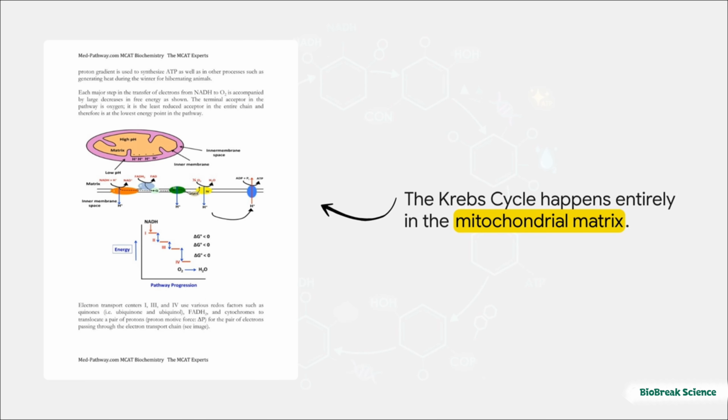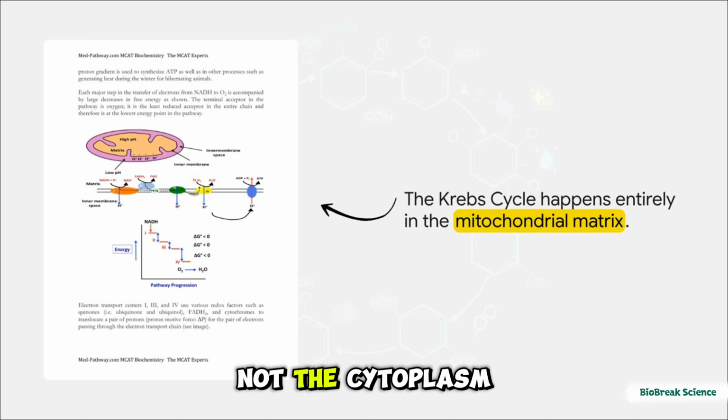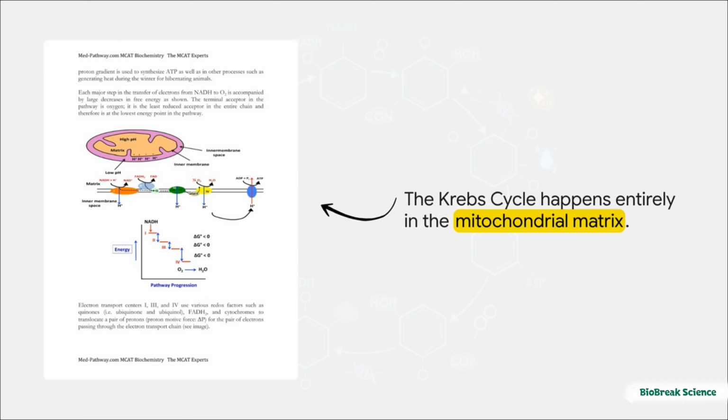The Krebs cycle happens entirely in the matrix. Not the cytoplasm, not the intermembrane space, the matrix. Seriously, if you're taking an exam on this anytime soon, write that down right now. It's practically a guaranteed question. The matrix has all the water, the enzymes, the coenzymes, basically everything this cycle needs to keep spinning.